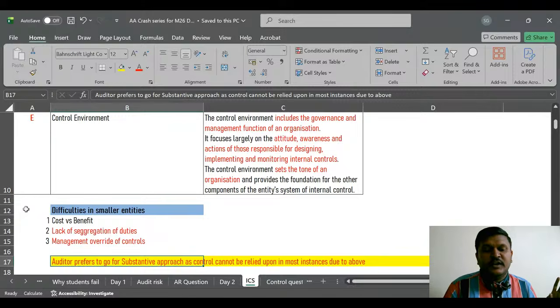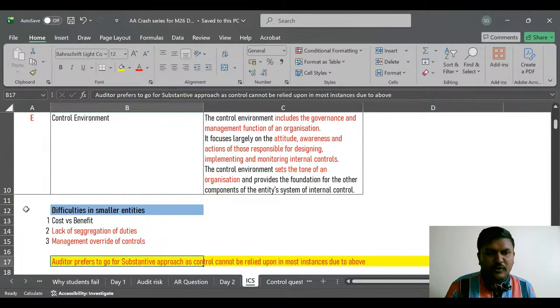If you are not relying on controls, normally in small and medium sized entities, the auditors will be following a substantive approach. I myself have some auditing experience, and it is very, very rare that we have dealt with control testing. Control testing only happens with very complex entities. So that is the thing we'll be looking into.